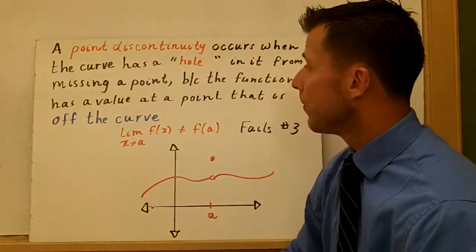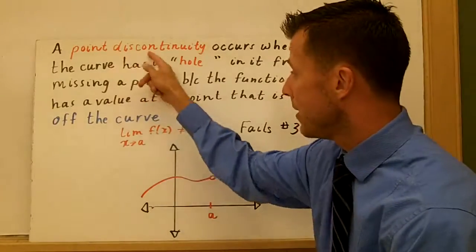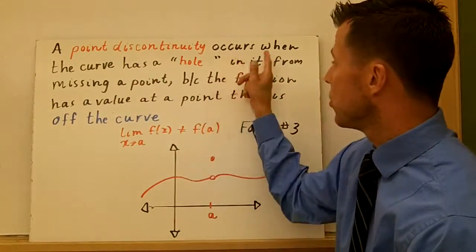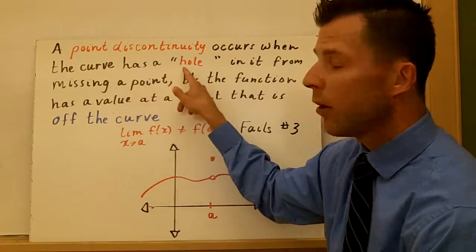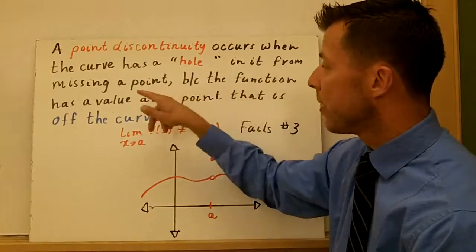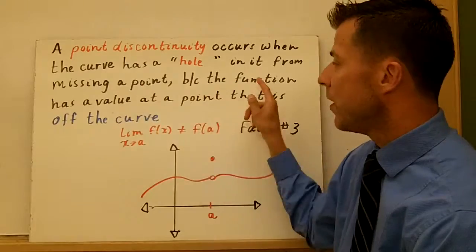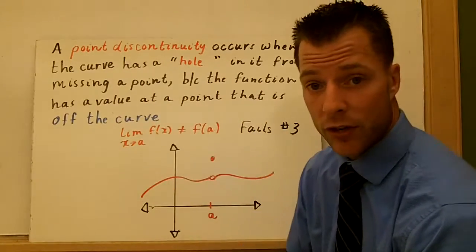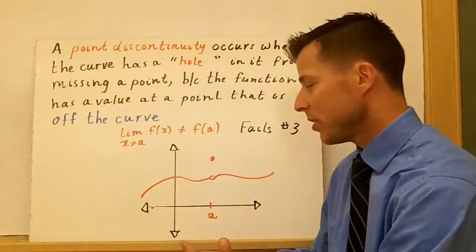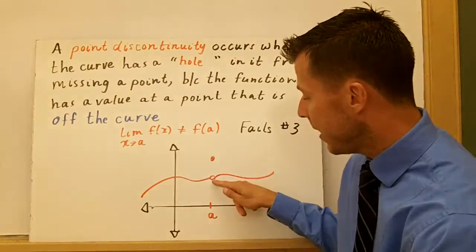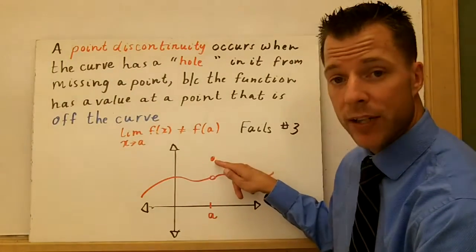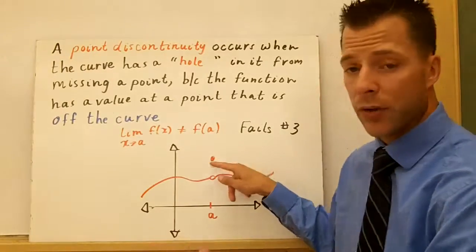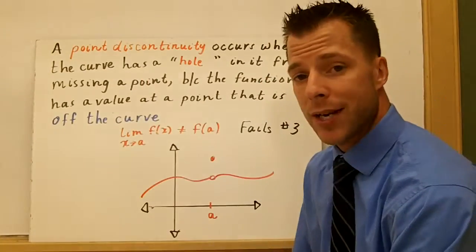Alright, the next one is a point discontinuity. This occurs when in the curve there is a hole in it from missing a point because the function has a value at another point off the curve. And this would really actually fail Rule 2. Your limit here does not equal this value here. So this would actually fail Rule 2. But this is a point discontinuity.